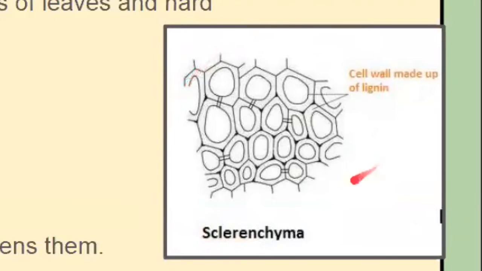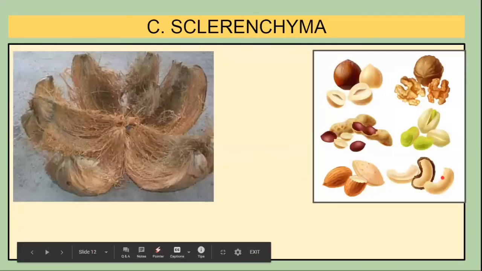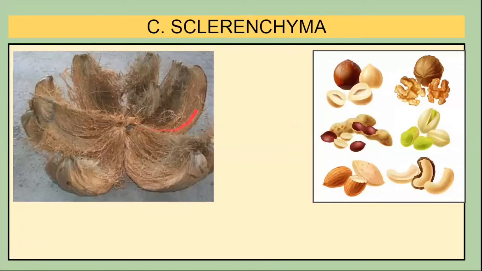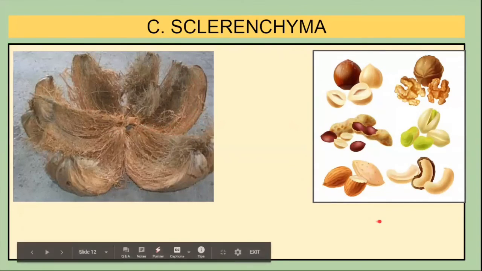In the diagram, you can see that the thickening is all around the cell of lignin. And because of that, here this lumen becomes small in size. Here is the husk of the coconut, the covering of the seeds and nuts.